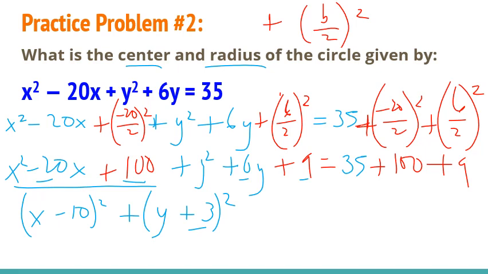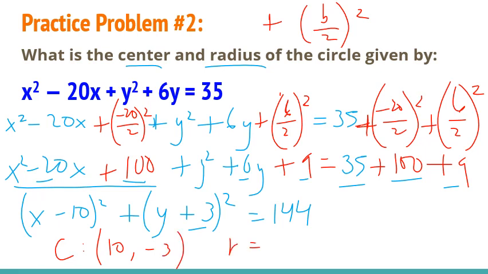And then I just have to sum up what's on the right, 35 plus 100 plus 9, that's going to be 144. All right, from here now I can get my answer. My center is going to be at (10, -3), flipping the signs, and my radius is going to be the square root of 144, which happens to be a perfect square, which is 12.